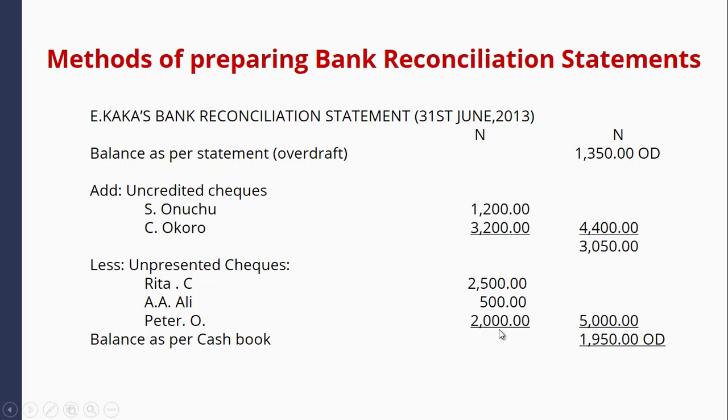reconciliation statement. All right. So I believe you've been able to understand what bank reconciliation statement is, and you know what the discrepancy of cash flow balance and bank statements are. And by now, you know the method of preparing bank reconciliation statements.